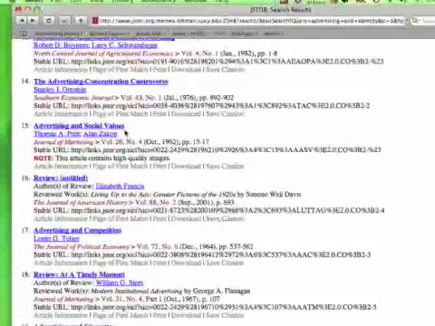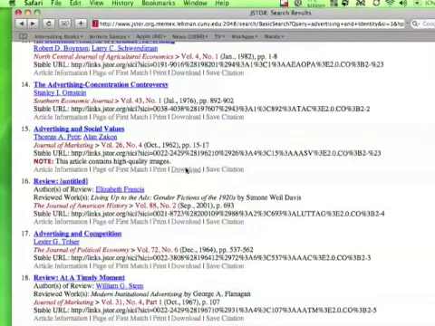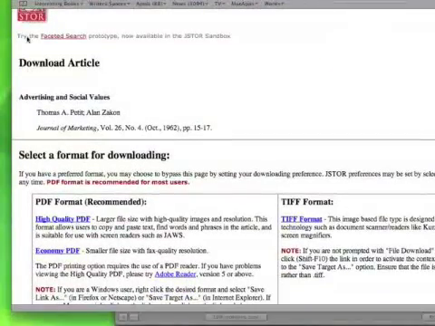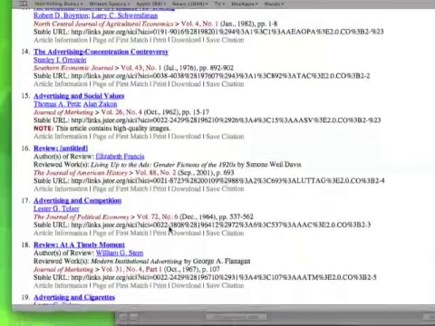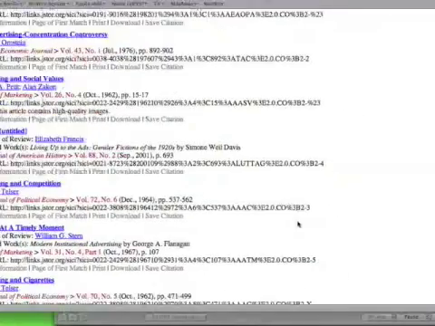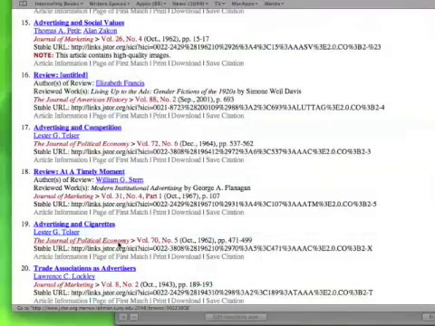This one might be more helpful. Advertising and social values, because this is more in the scope of what we want to be looking at. Another thing you can do, if you just want to download a bunch of articles that you like, is just click the download link right here. And then you have the same sort of thing happen as before. Here's our Lester Telser again. And there he is again. And these two are in the Journal of Political Economy. In 62 as well.